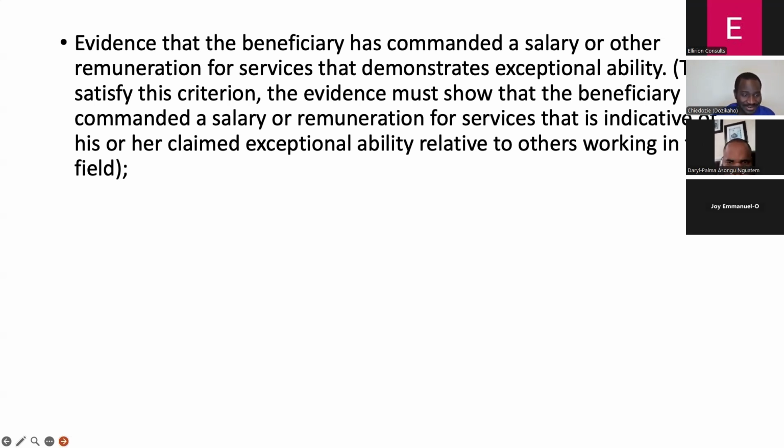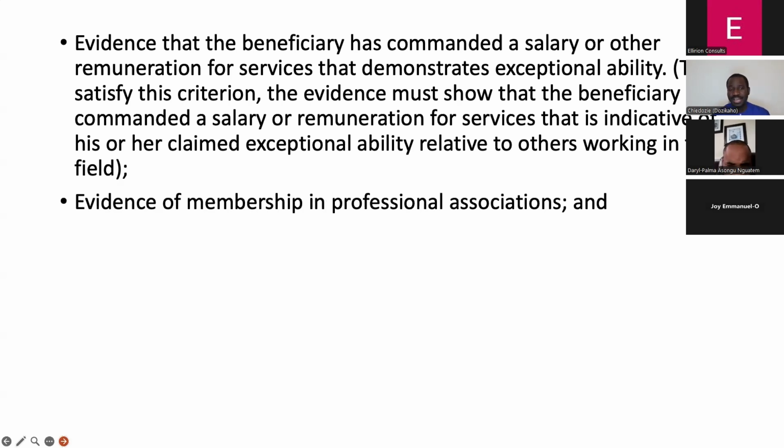So we'll look at also evidence of membership of professional organization. Now, this seems to be one of the easiest to obtain because there are professional organizations, you pay money and they give you a certificate of membership. However, I do not see membership of professional organization as something that immigration officers take credibly, because anyone can pay to obtain it, right? So easy to obtain makes it look like anyone can easily obtain it.